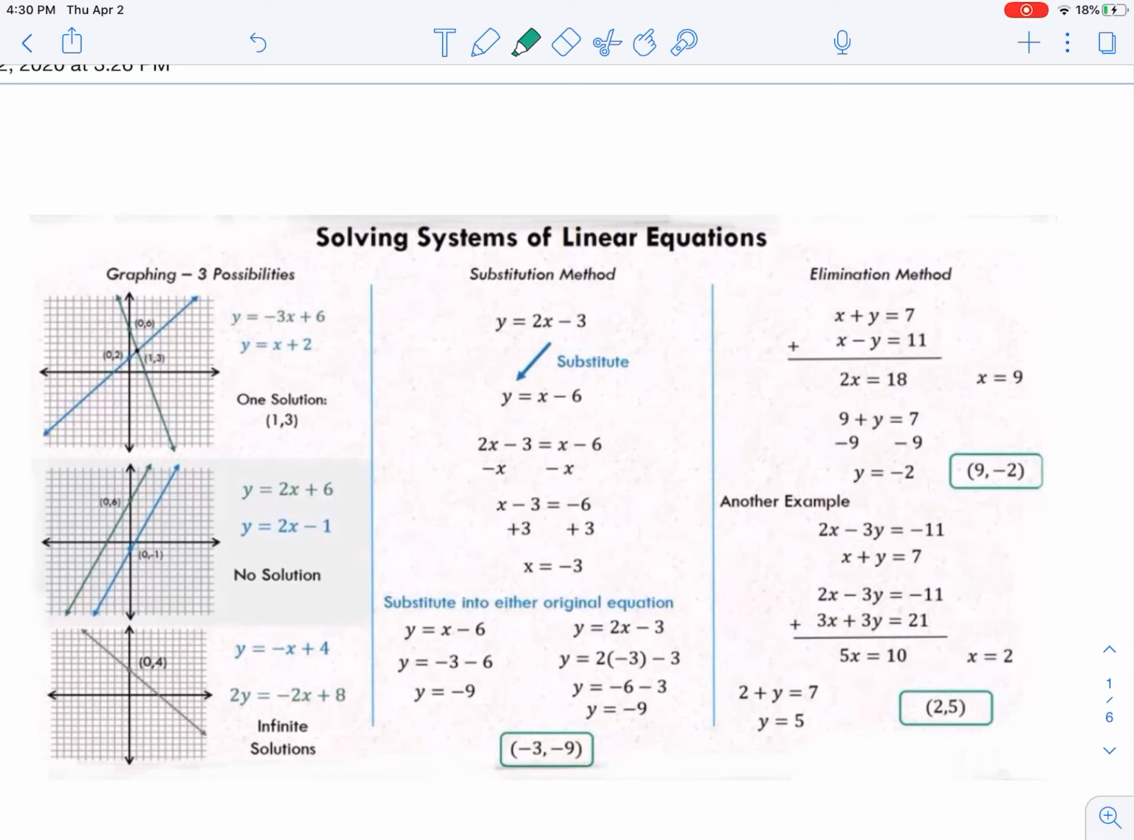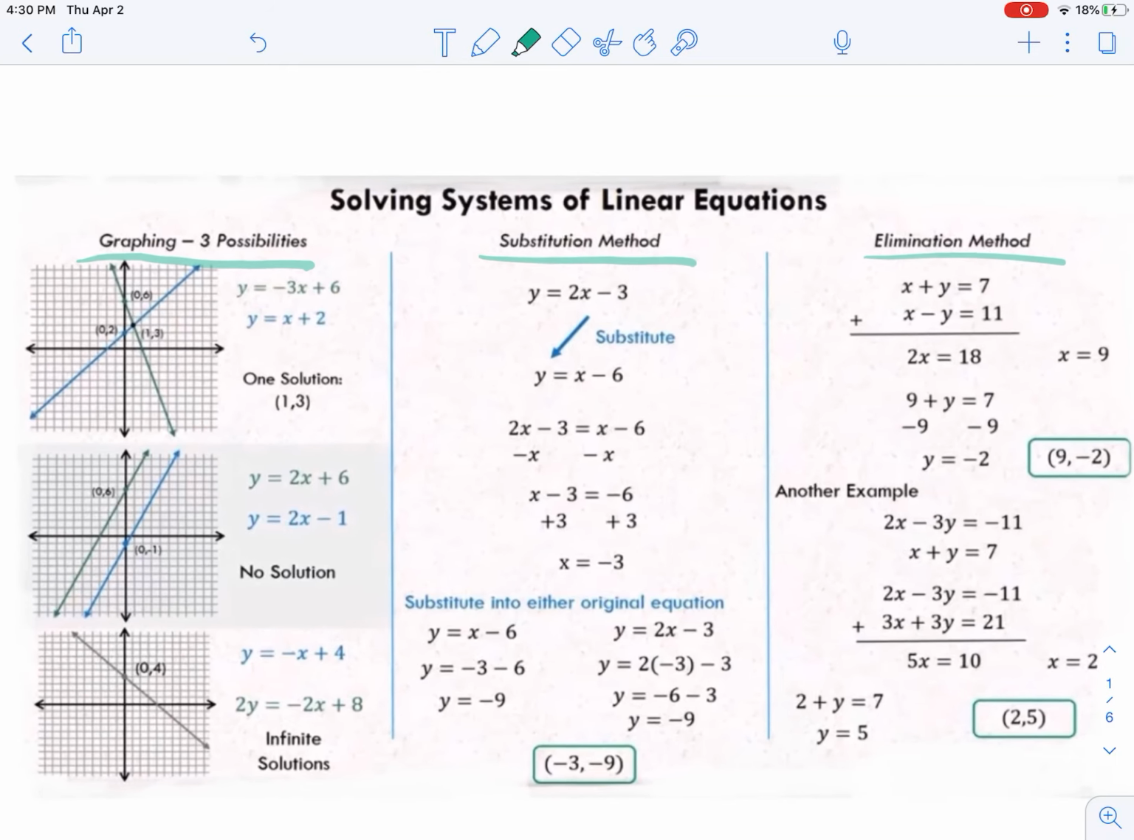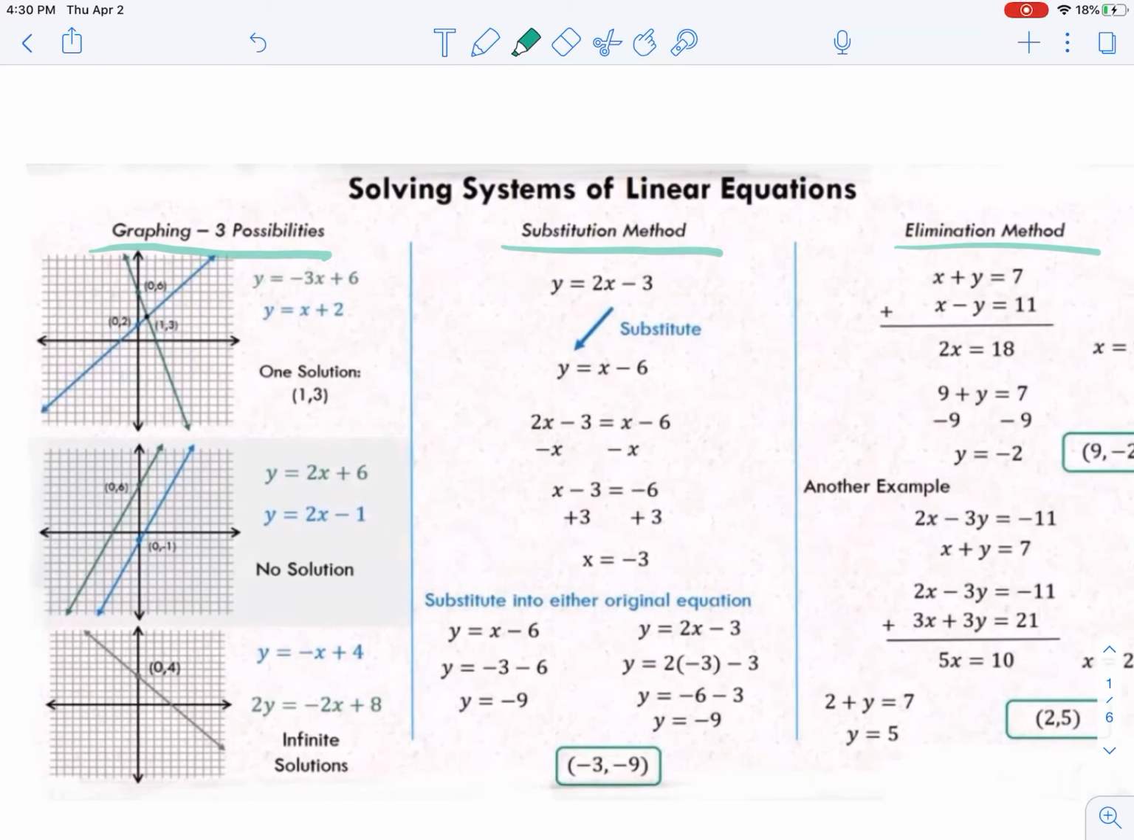Okay, let's see. 3 ways that we're focusing on solving them. We've got graphing, we've got substitution, and we've got elimination. So I will never insist you do a certain method. You can do whichever way you want. I'm just going to encourage you to pick the smartest way. I think seldom is graphing the smartest way.